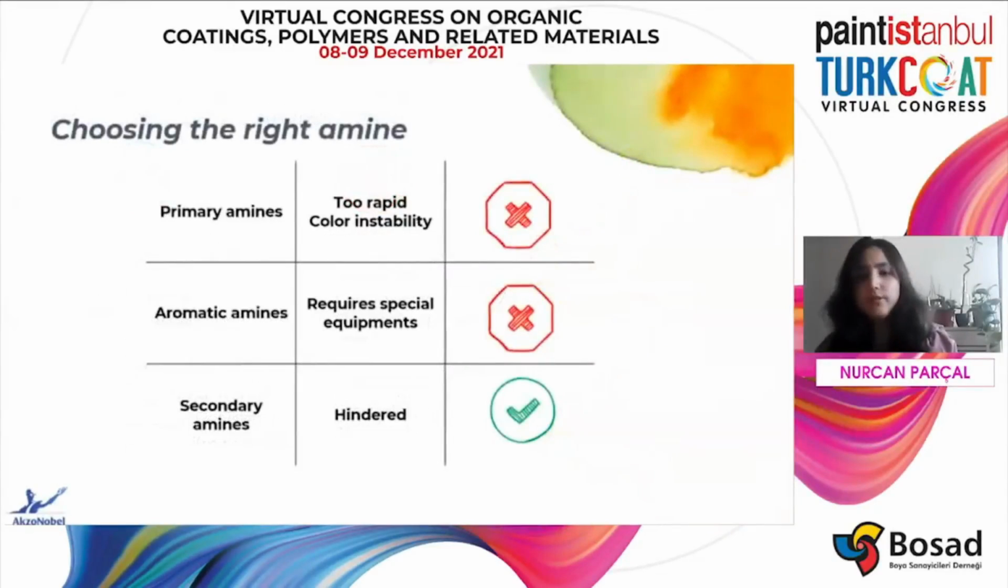How about choosing the right amine? Primary amines react too rapidly with isocyanates, resulting in color instability. Aromatic amines require special equipment with sufficient raw material, mixing and dispensing features for the application, which can be costly. So, hindered aliphatic secondary amines are mainly used due to their relatively slow reaction times and easier applicability.